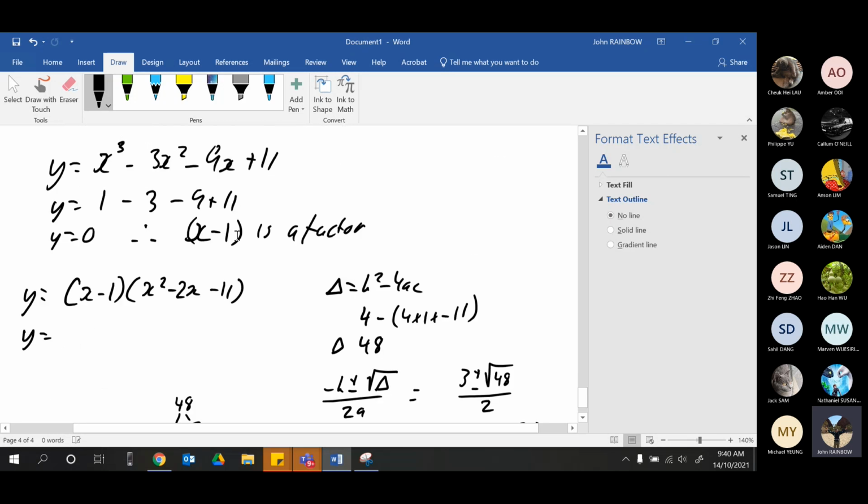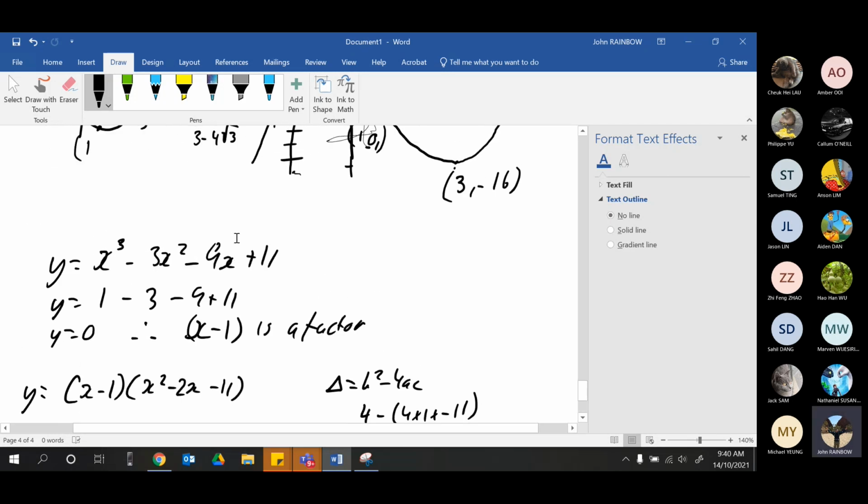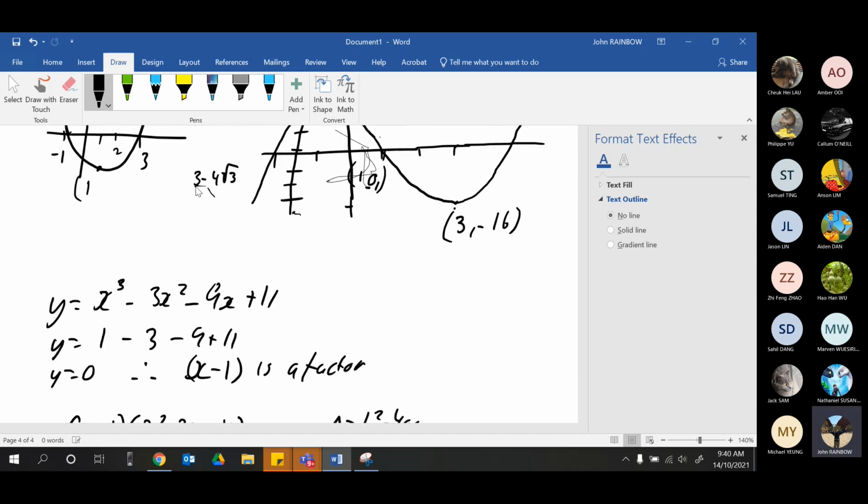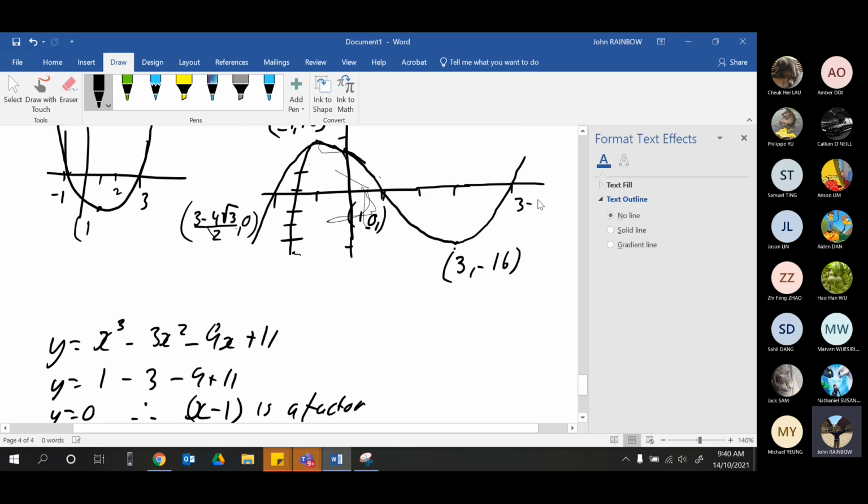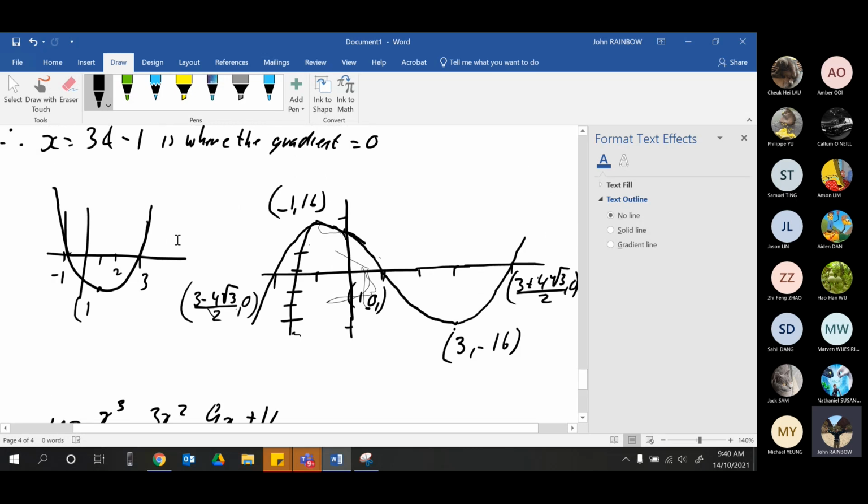And I think it was all on 2, wasn't it? On 2, yep. All on 2, comma 0. And this one is 3 plus, sorry. And notice it would just be before 7 if I had my scaling. 3 plus 4 root 3 on 2, comma 0. Okay, and that's how you can actually graph your graph correctly.